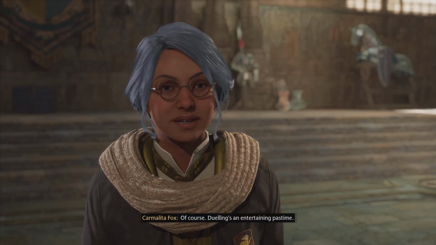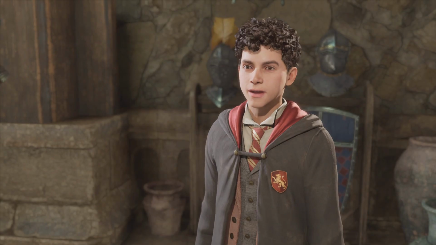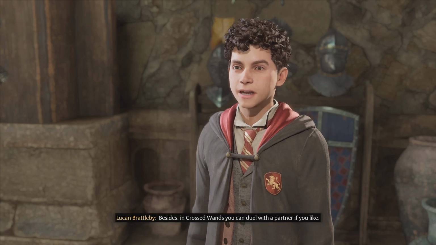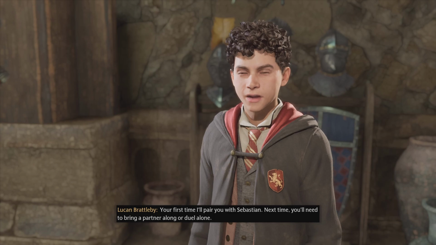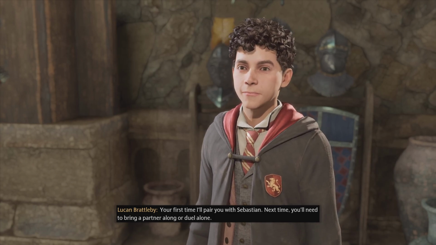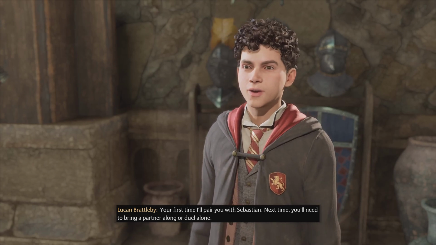Of course. Dueling's an entertaining pastime. I agree. Besides, in crossed wands, you could duel with a partner if you like. Your first time I'll pair you with Sebastian. Next time, you'll need to bring a partner along, or duel alone.